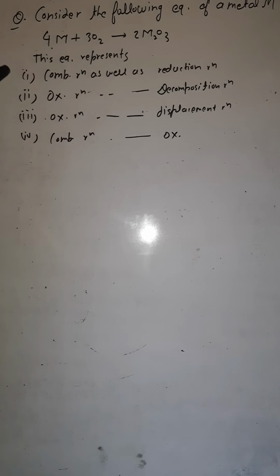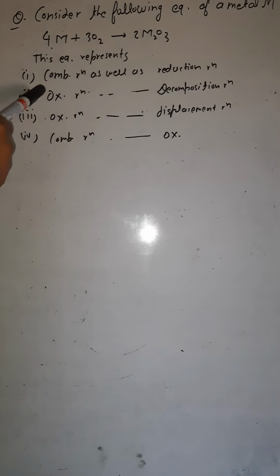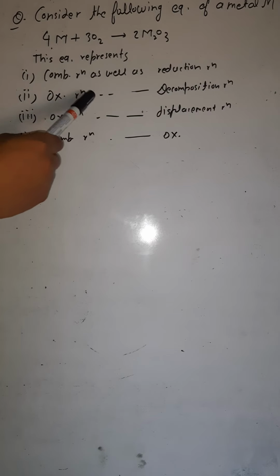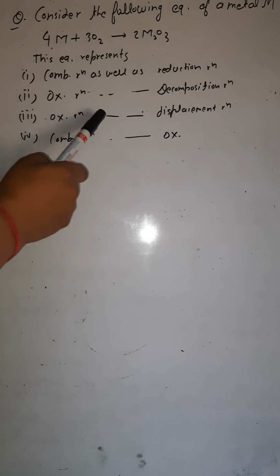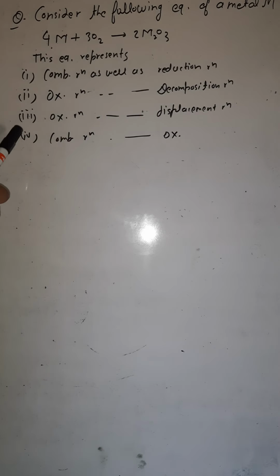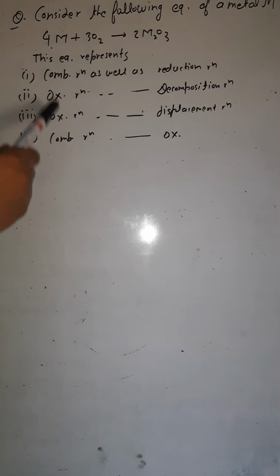So this equation represents... these are the four options given to you. Which option is correct among them, you have to tell. Number 1, this is the example of combination reaction as well as reduction reaction. Number 2, oxidation reaction as well as decomposition reaction. Number 3, oxidation reaction as well as displacement reaction. Number 4, combination reaction as well as oxidation reaction. So among these four, which one is correct in this reaction, that you have to tell me.